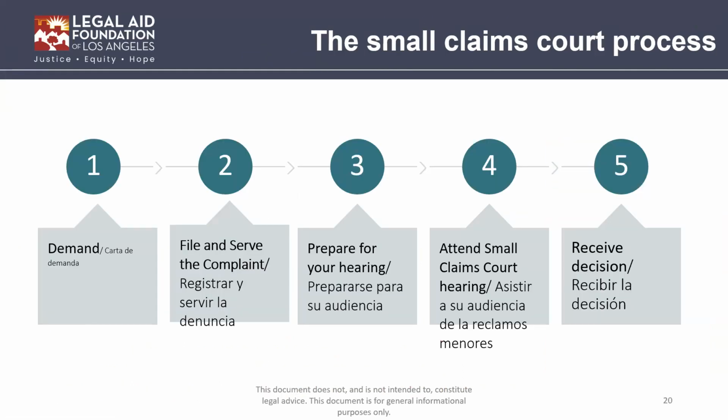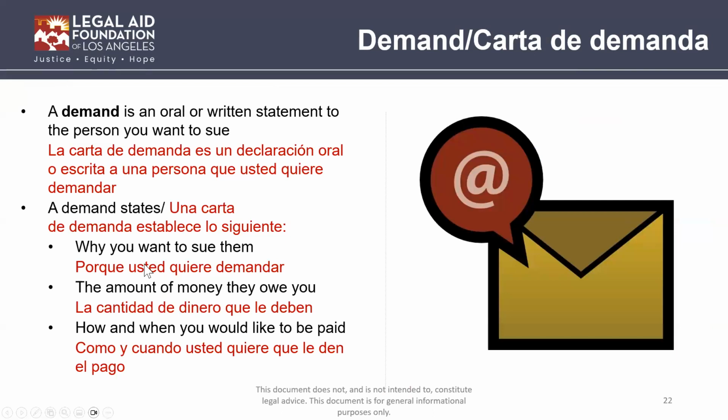Now we're going to walk through the small claims court process from start to finish in much more detail. The first thing you'll do before you file anything with the court to start a lawsuit is you need to comply with the demand requirement. A demand is an oral or written statement to the person that you want to sue, and the demand states why you want to sue them, the amount of money that they owe you, and how and when you would like to be paid.